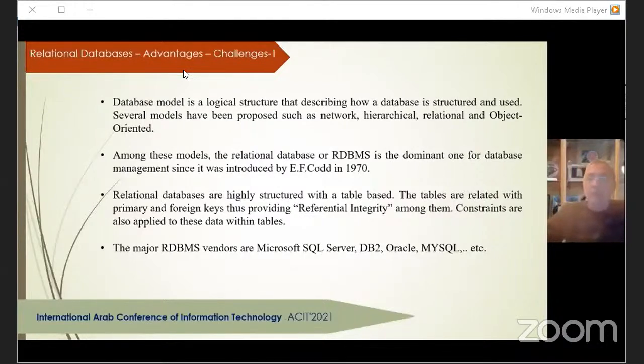As we know, there are many database models. Among all of these models, relational databases are the dominant one since they were introduced in 1970 by Codd. Relational databases are highly structured. The tables are related with primary and foreign keys, as we know. Constraints also could be applied to the data within tables. And the major vendors are Microsoft SQL Server, DB2, Oracle, etc.